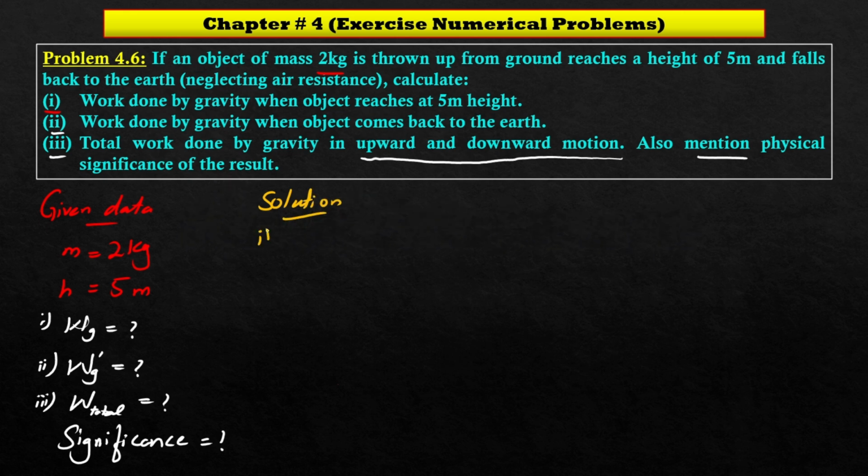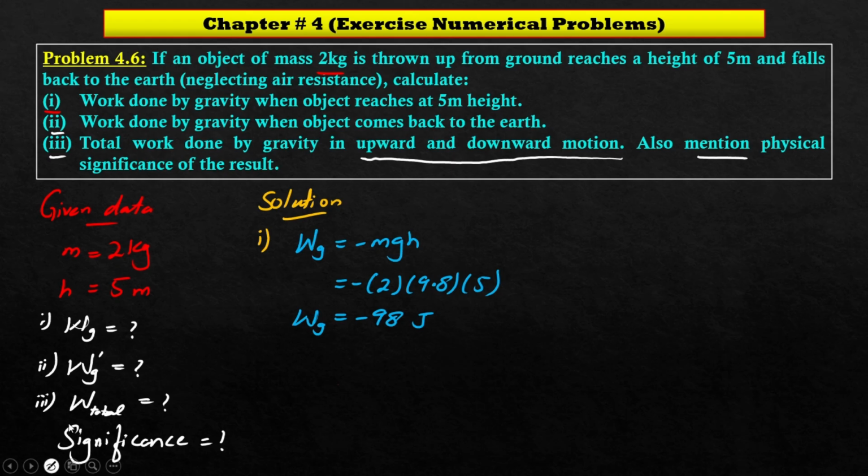Number 1 part: as we know that the object is moving upward and the force of gravity is acting downward, so the work done by gravity is equal to minus mgh. The negative sign indicates the opposite direction of displacement and force of gravity. By putting values, minus 2 into 9.8 into 5, it is equal to minus 98 joule. It represents the work done by gravity when the object is at the height of 5 meter.